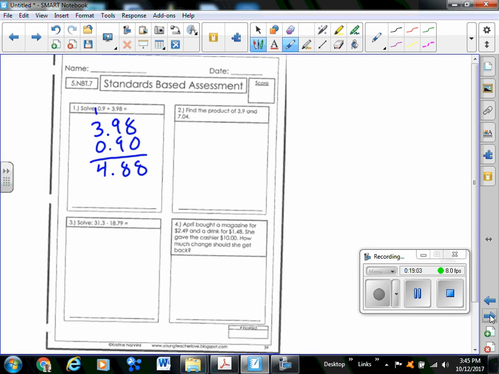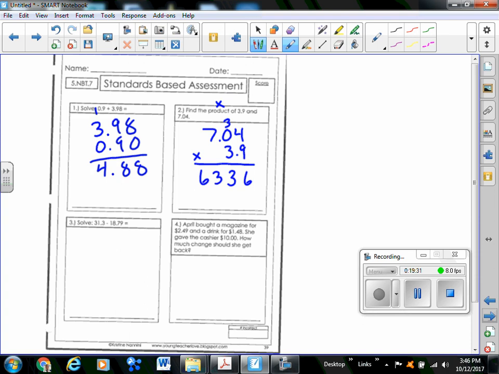Number 2, find the product. You do not need to line up decimal points when you find the product. Don't forget product is multiplication. 9 times 4 is 36. 9 times 0 is 0, plus 3 is 3. 9 times 7 is what? 9 times 7 is 63. Thank you. 9 times 7 is 63.